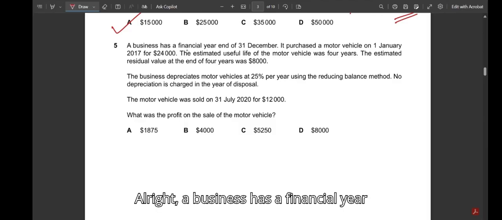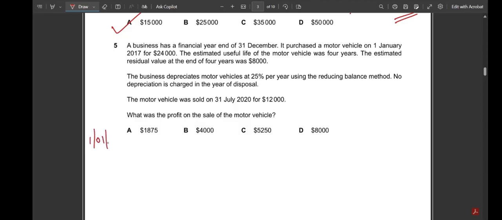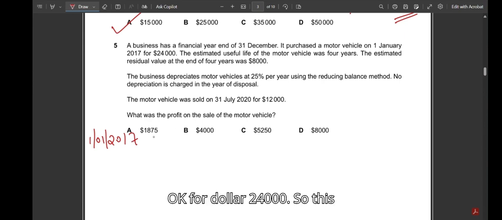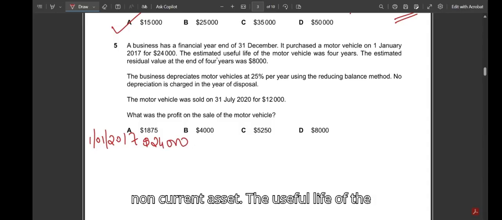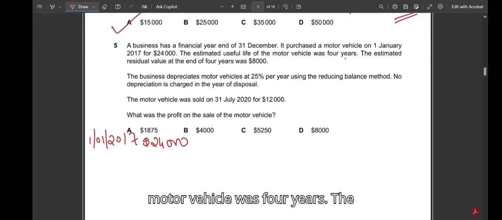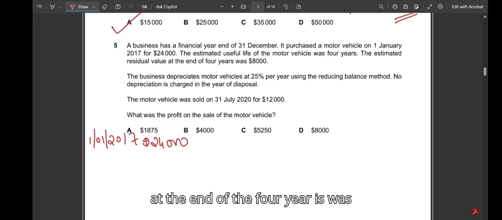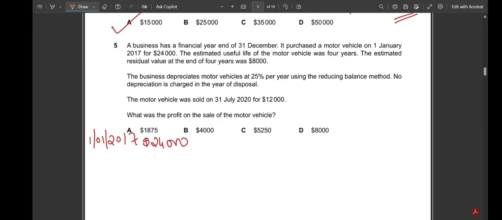All right. A business has a financial year end of 31st December. It purchased a motor vehicle as on 1st January 2017. So just let me write this down. Okay, for $24,000. So this was the cost price of this non-current asset. The useful life of the motor vehicle was 4 years. The estimated residual value, scrap value, at the end of the 4 years was 8,000.